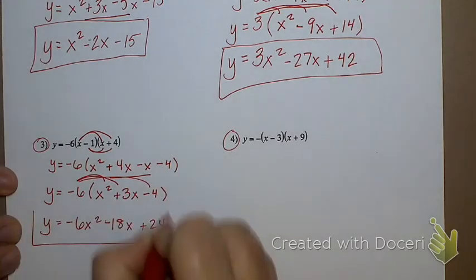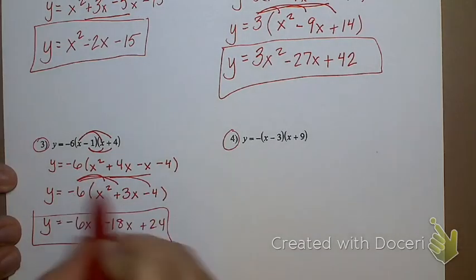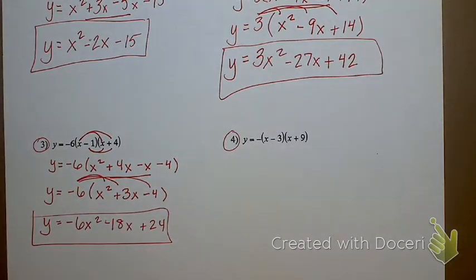Done. How is it minus 18x? Because a negative 6 times a positive 3. Oh, I thought it was negative 3. Mm-hmm. That's how you did it. We good there? Yeah.